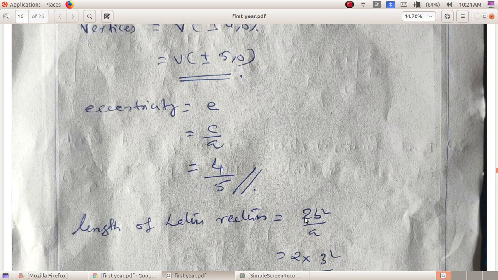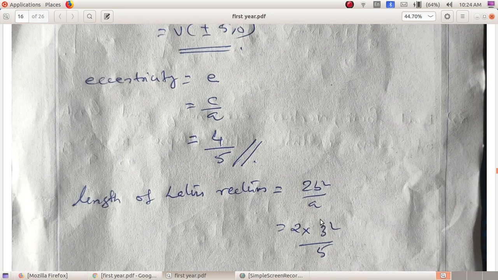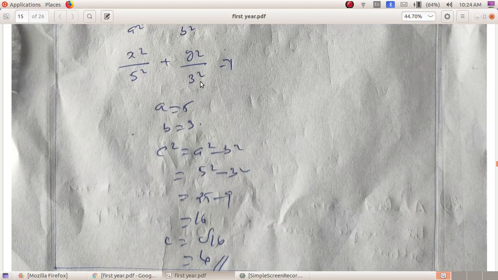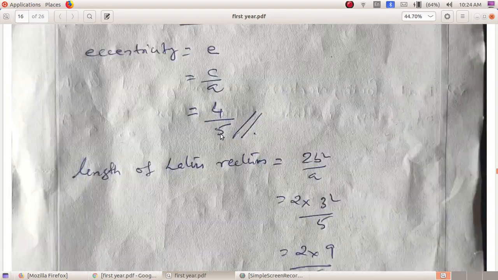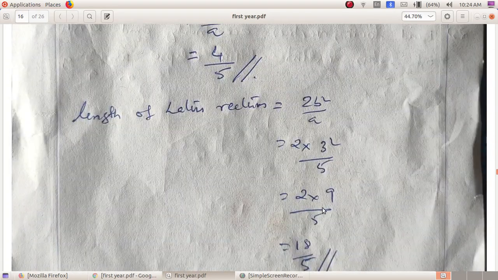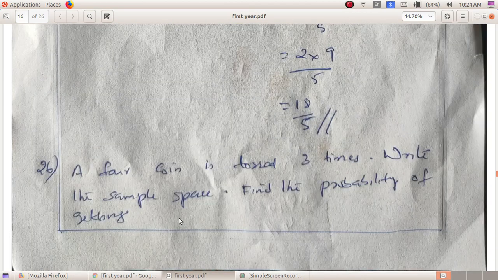Length of latus rectum formula 2b square by a, 2 into b square, b means what? b is 3 square by 5, that's 18 by 5.